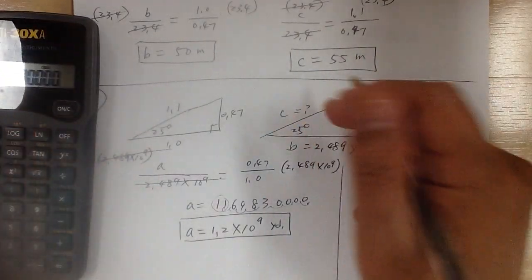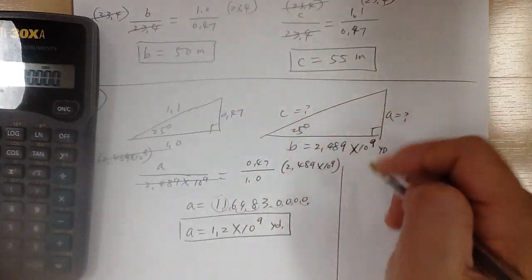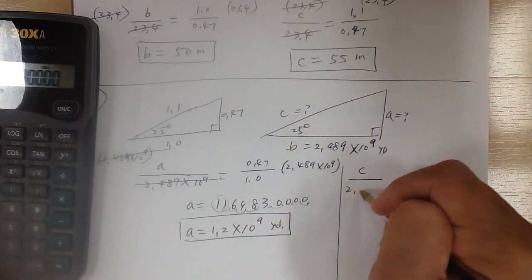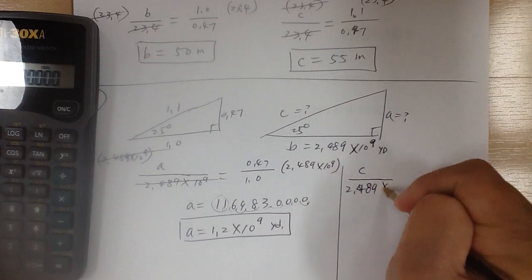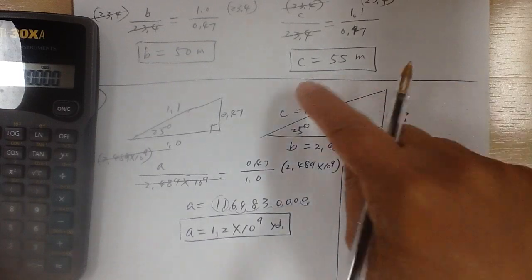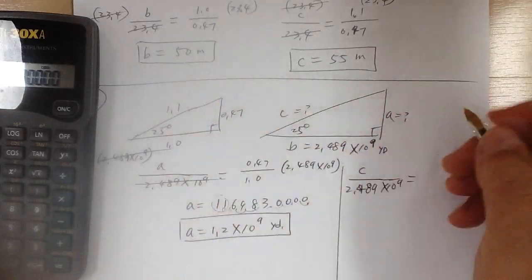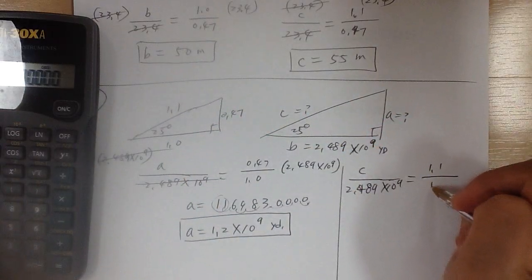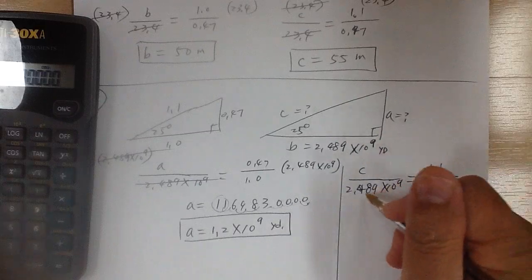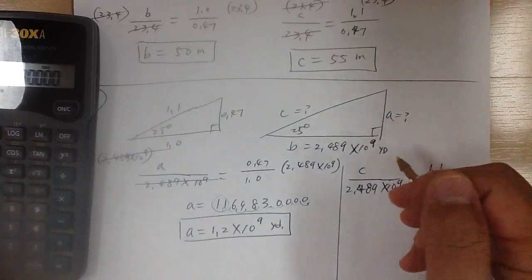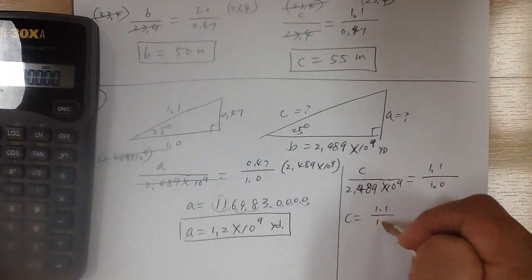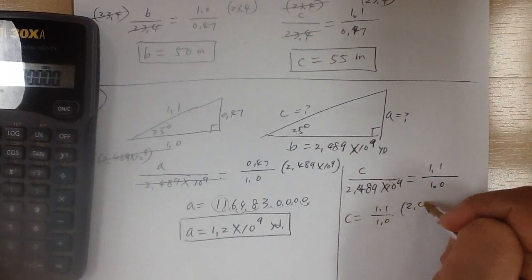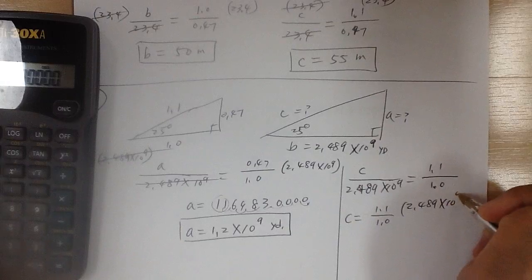To do C, you just use this over this. So C over 2.489 times 10 to the 9. Again, this over this equals this over this, so it would be equal to 1.1 over 1.0. You can multiply by the common denominator. So C equals 1.1 over 1.0 times 2.489 times 10 to the 9.